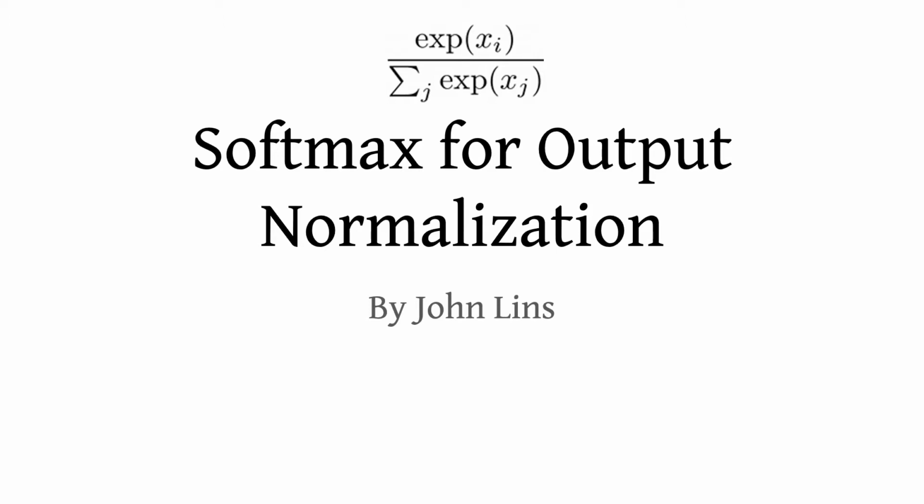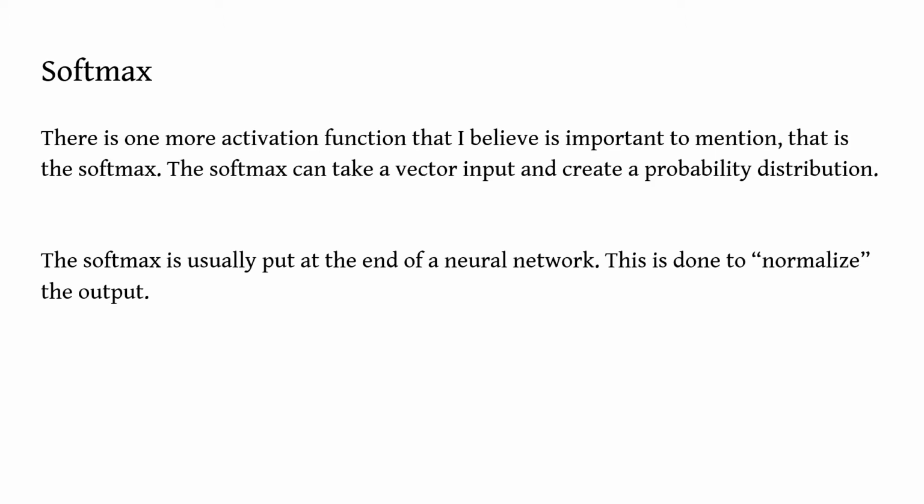The softmax is usually put at the end of a neural network to normalize it, and I will discuss that in this slide. So the softmax takes a vector input and creates a probability distribution. It takes an input vector and creates an output vector, and each element of the output vector is a probability, which corresponds to each element in the vector.